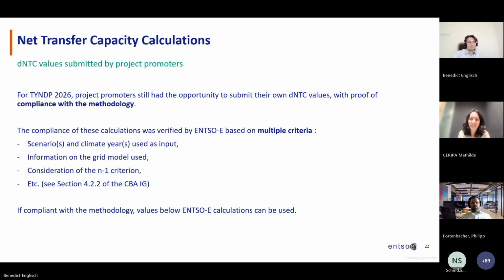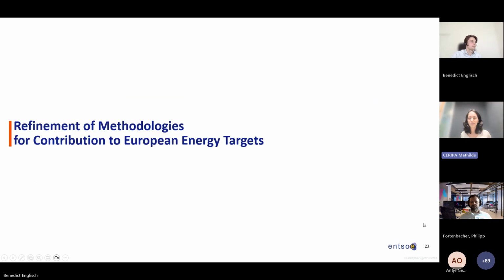Next slide, please. So in order for them to provide their own delta NTC values, they had to provide a proof of compliance with the methodology. And the compliance was then verified by ENTSO-E based on multiple criteria, such as the scenario that was used, the climate year used as an input, the grid model used, the consideration of the N-1 criterion, and other criteria that are detailed in the document. And after assessing the compliance, if the delta NTC value was found compliant, then it could be used if it was below the ENTSO-E calculations. That's it for me. I can hand over, I think, to Philippe.